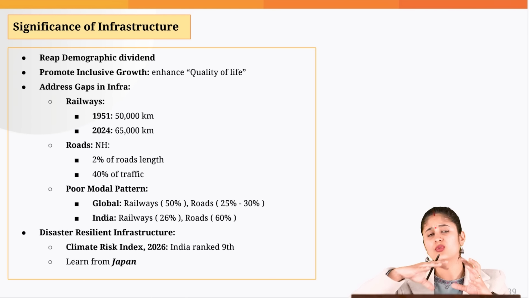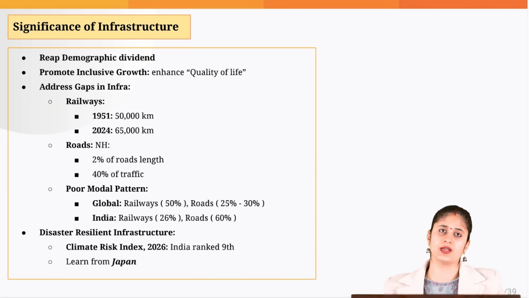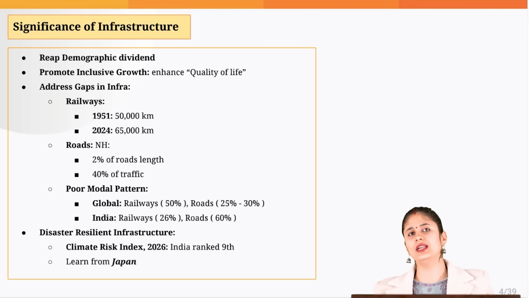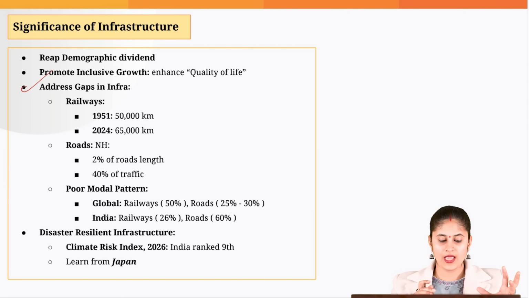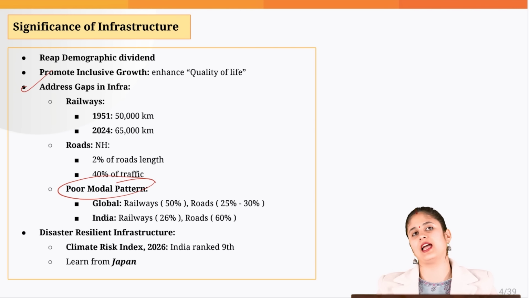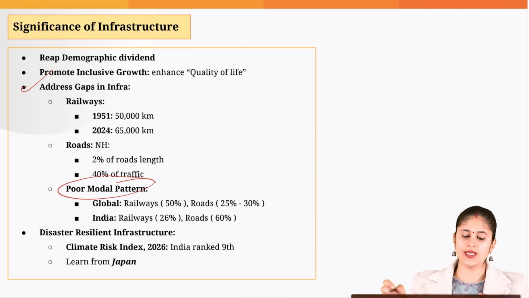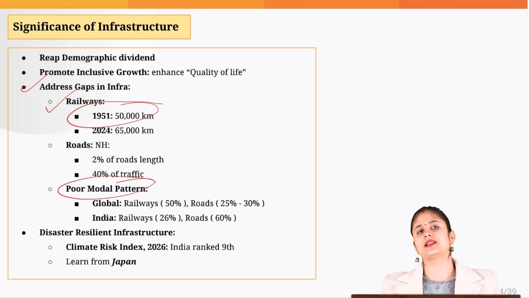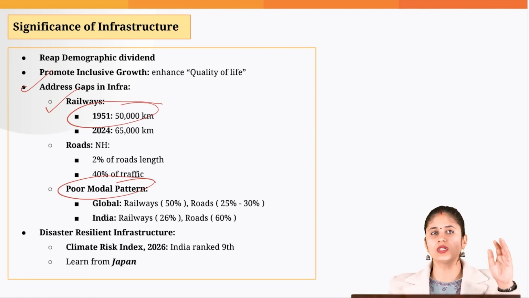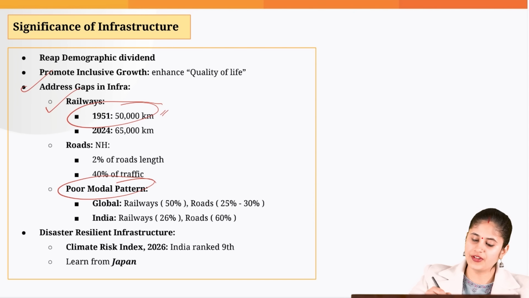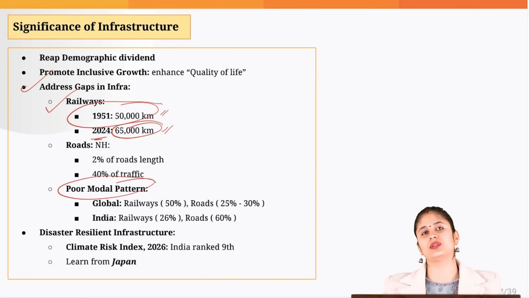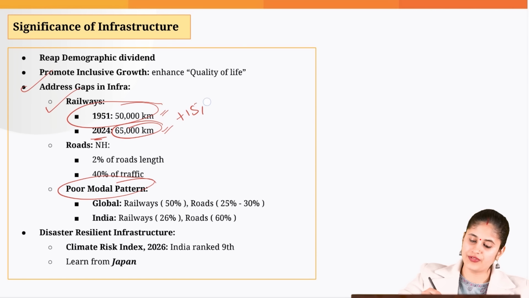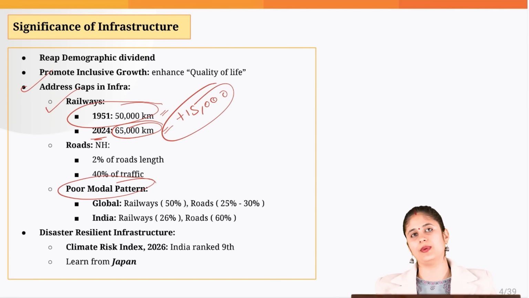So, when we invest in infrastructure, it helps us to improve the quality of life. Okay, for example, the roads being built under the Pradhan Mantri Gram Sadak Yojana are going to improve the quality of life in the rural areas. Then, we need to invest in infrastructure so that we can address the poor modal pattern that we have in India. If you look at railways, when we got independence, roughly in 1951, the total railway track length was merely 50,000 kilometers. And in 2024, we have been able to increase it to 65,000 kilometers. Just an addition of 15,000 kilometers from the time we got independence.